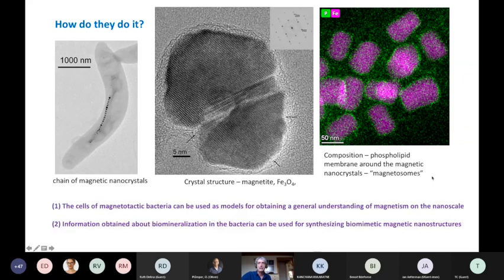So why are we interested in magnetotactic bacteria? Well, I will just show two examples. First, these are very interesting objects because they make magnetite or magnetic nanocrystals in different arrangements, so they can be used as models to understand magnetism on the nanoscale. And second, they are the simplest organisms that make biominerals. So by studying magnetotactic bacteria, you can learn a lot about biomineralization. And by learning from the bacteria, you can use that information in synthesizing some magnetic nanostructures.